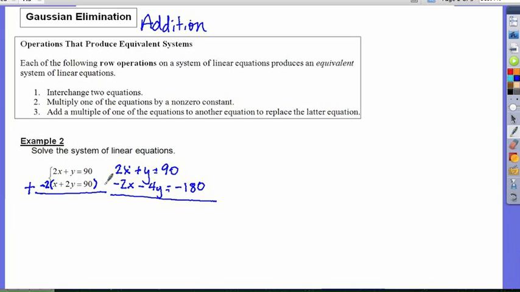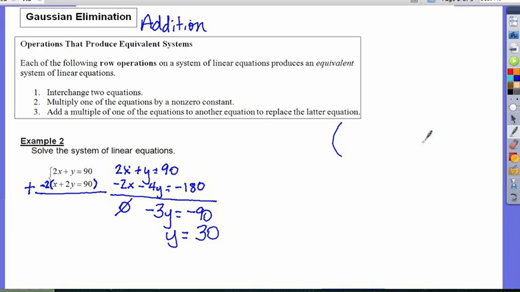Now I'm going to add it straight down. If I add the x's straight down, they will cancel out, which is what I wanted to happen. If I add the y's, that's negative 3y. And if I add these numbers here, that comes out to be negative 90. So solve for y, and y equals 30.